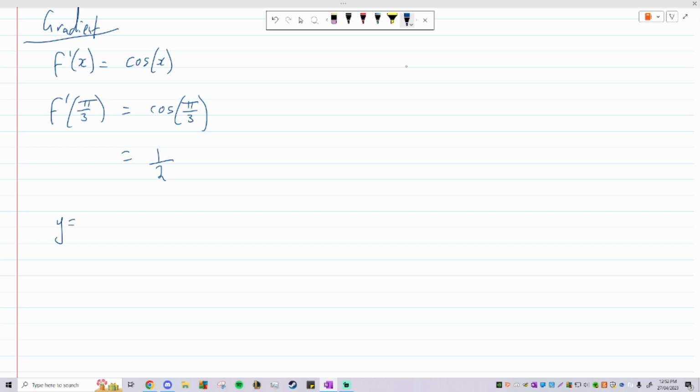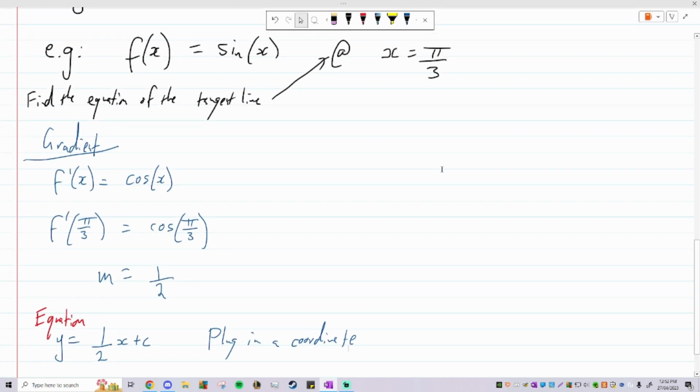So we got y equals a half x plus c. This is now going for the equation. Okay, so we found actually the gradient up here, right, m. And now we're going to find the equation. Now to find c, we need to plug in a coordinate. But there's a little bit of a problem here, right? We have y equals a half x plus c, but we're only given the x coordinate. Okay, we're not given the y coordinate. So how might we solve that problem?